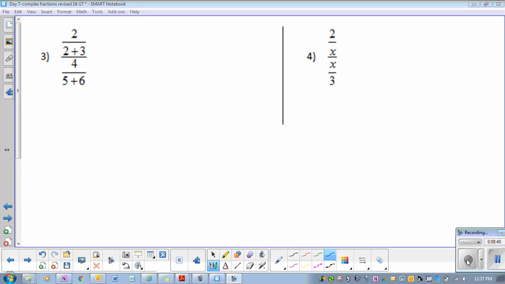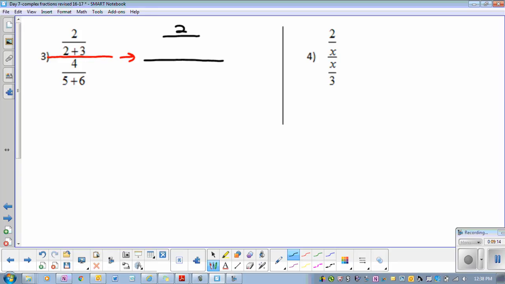Alright, so let's look at number 3. Now we're starting to get more than one term. Remember, draw your fraction line just a little bit longer. Okay? And then rewrite it. Well, here's the thing though. Look at your numerator. Can you simplify there? Oh, yeah. Okay, to what?